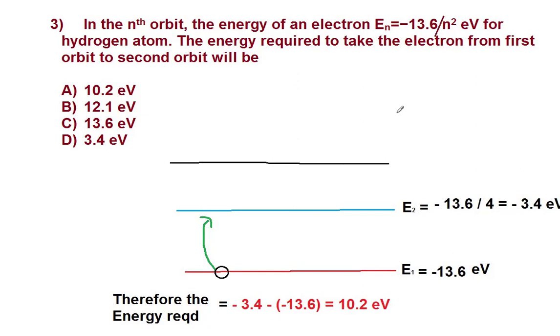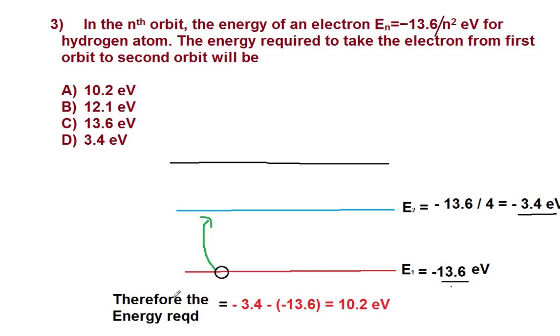According to the given equation, En equal to minus 13.6 upon n square. For the first orbit, we have minus 13.6 divided by 1 square, which is minus 13.6. For the second orbit, we have minus 13.6 divided by 2 square, which is minus 13.6 divided by 4, so we get minus 3.4.